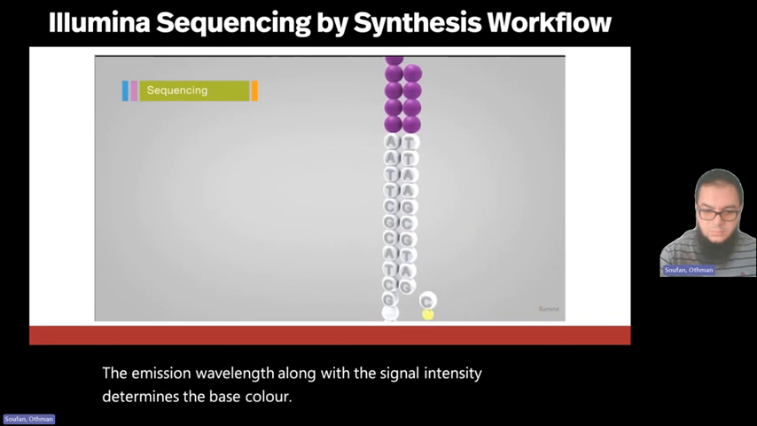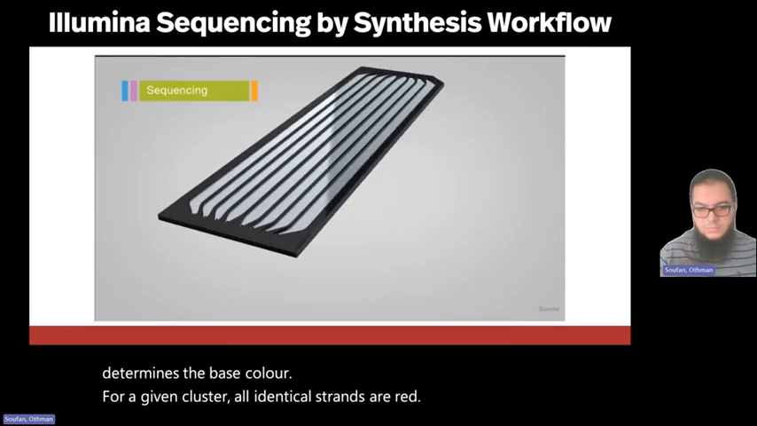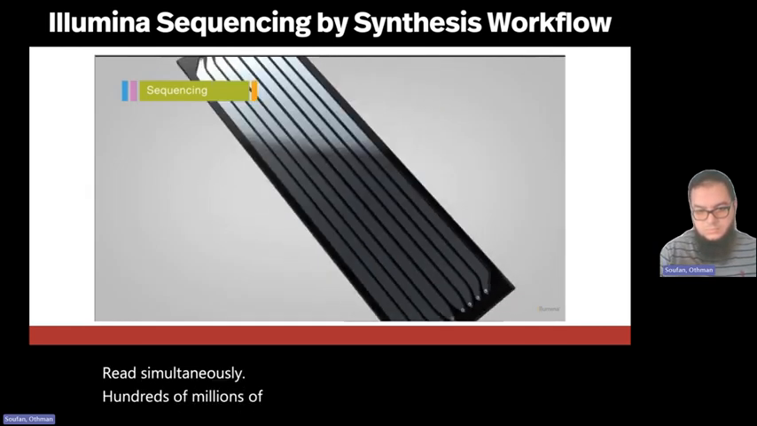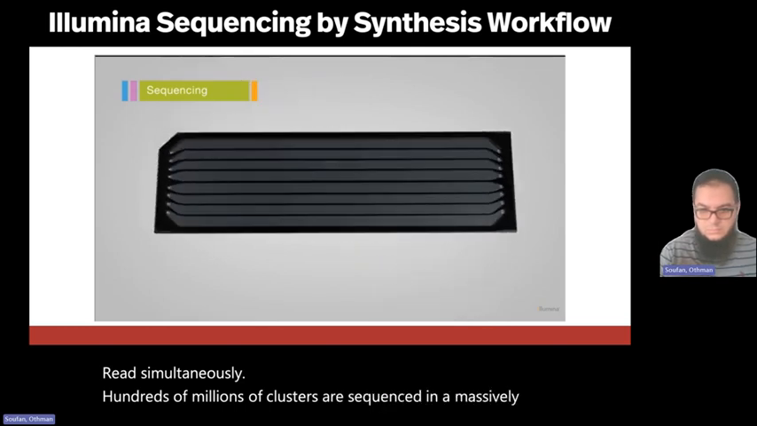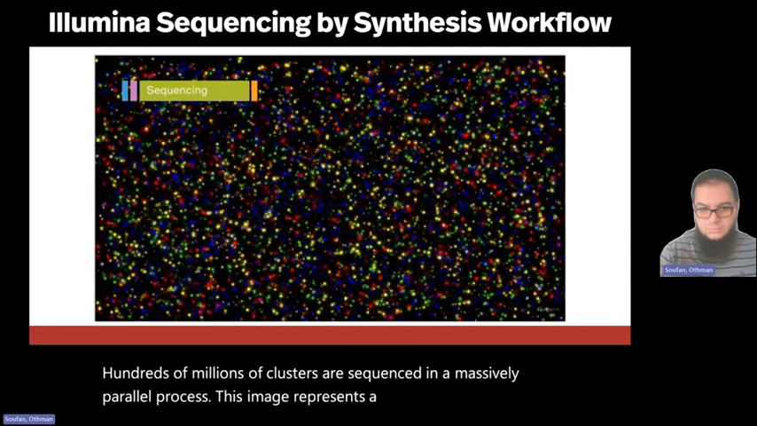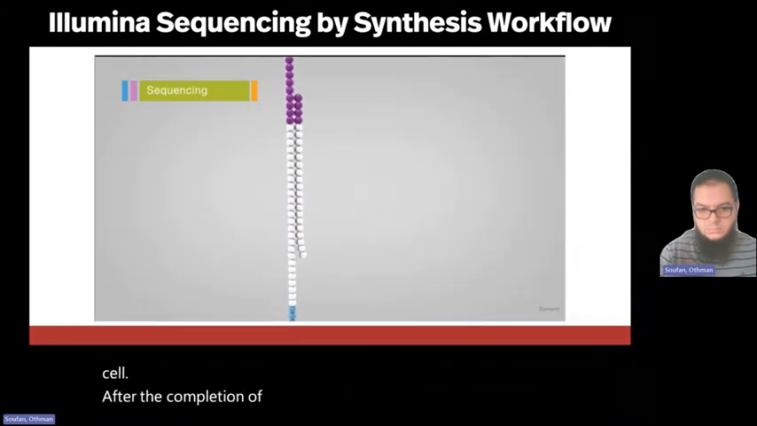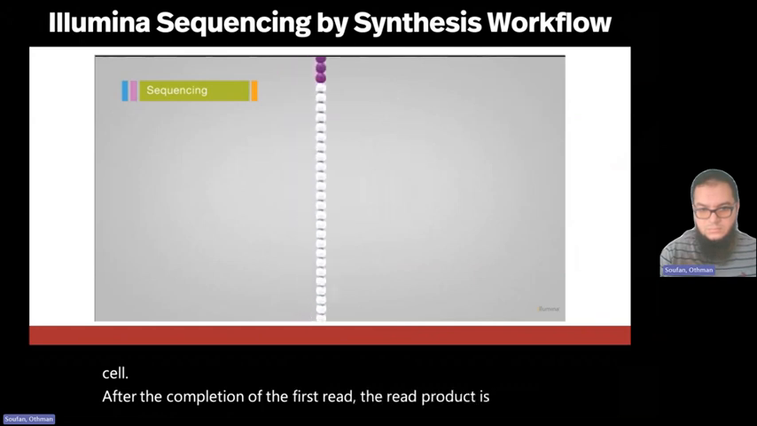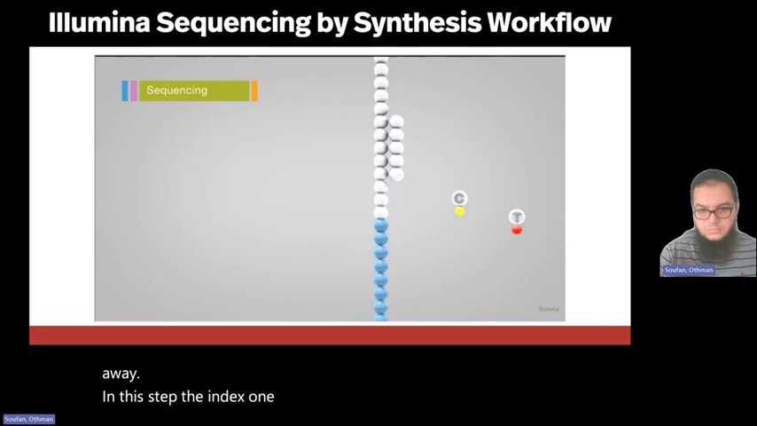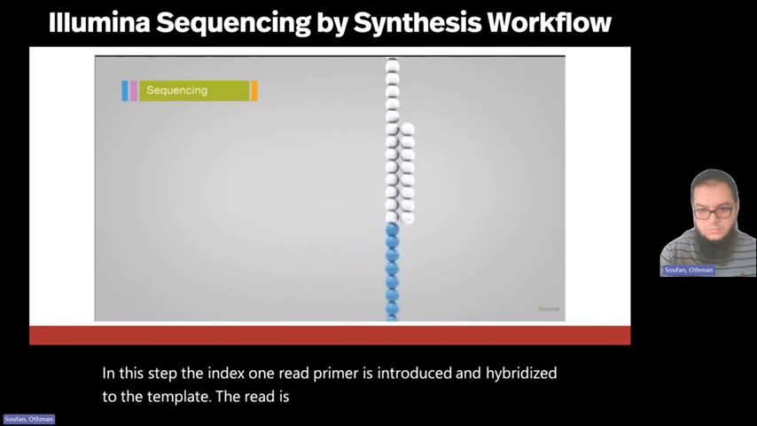For a given cluster, all identical strands are read simultaneously. Hundreds of millions of clusters are sequenced in a massively parallel process. This image represents a small fraction of the flow cell. After the completion of the first read, the read product is washed away. In this step, the index 1 read primer is introduced and hybridized to the template. The read is generated similar to the first read.